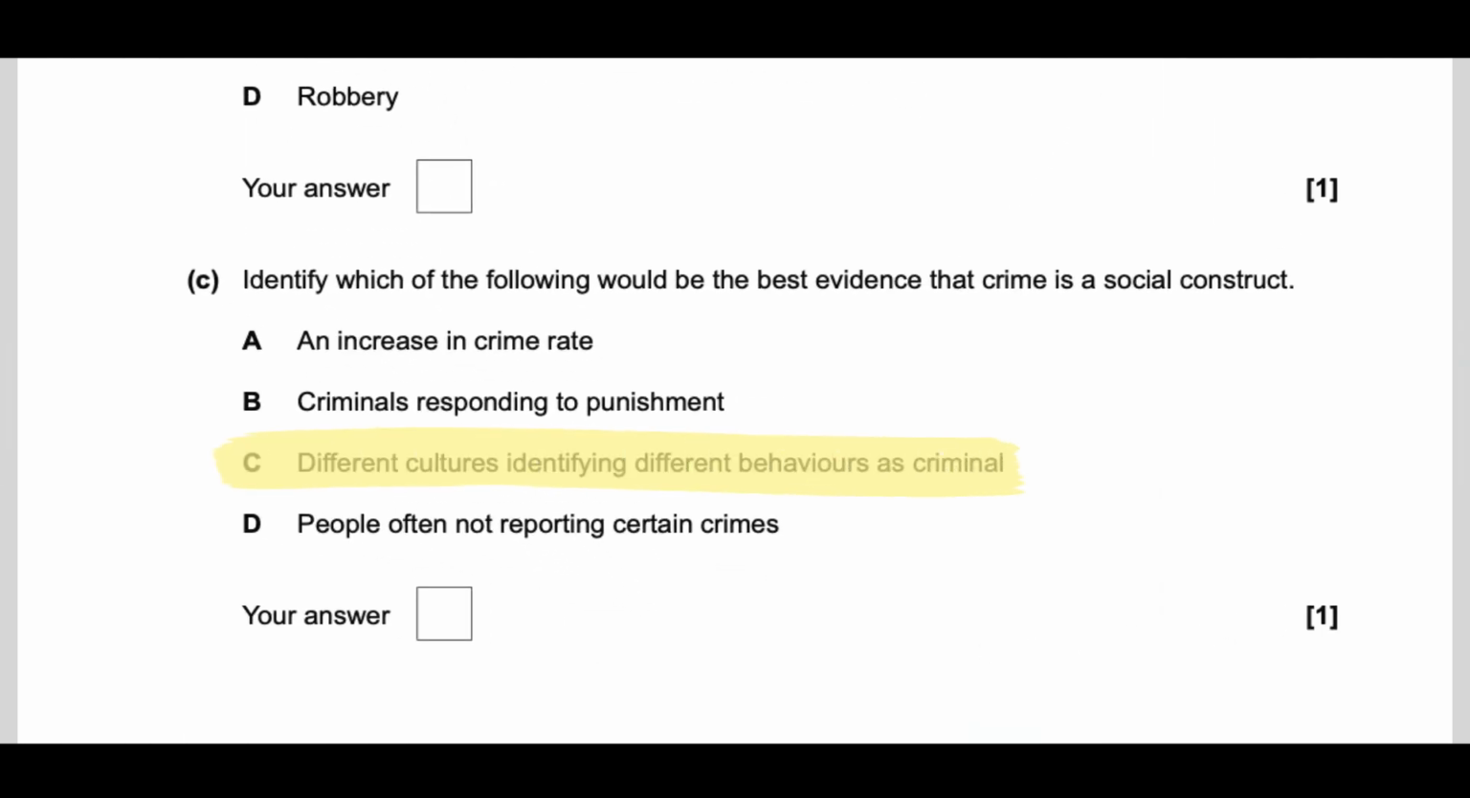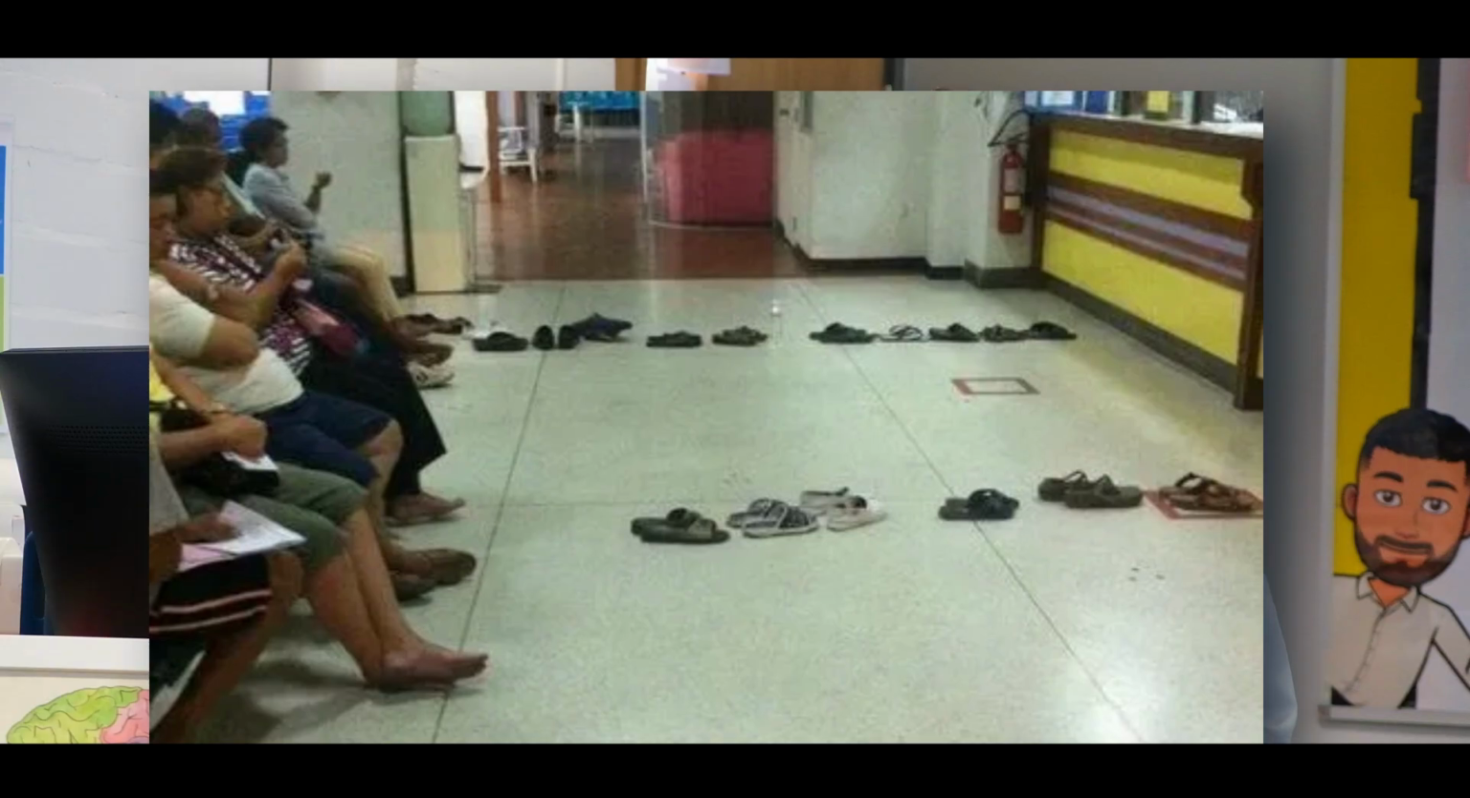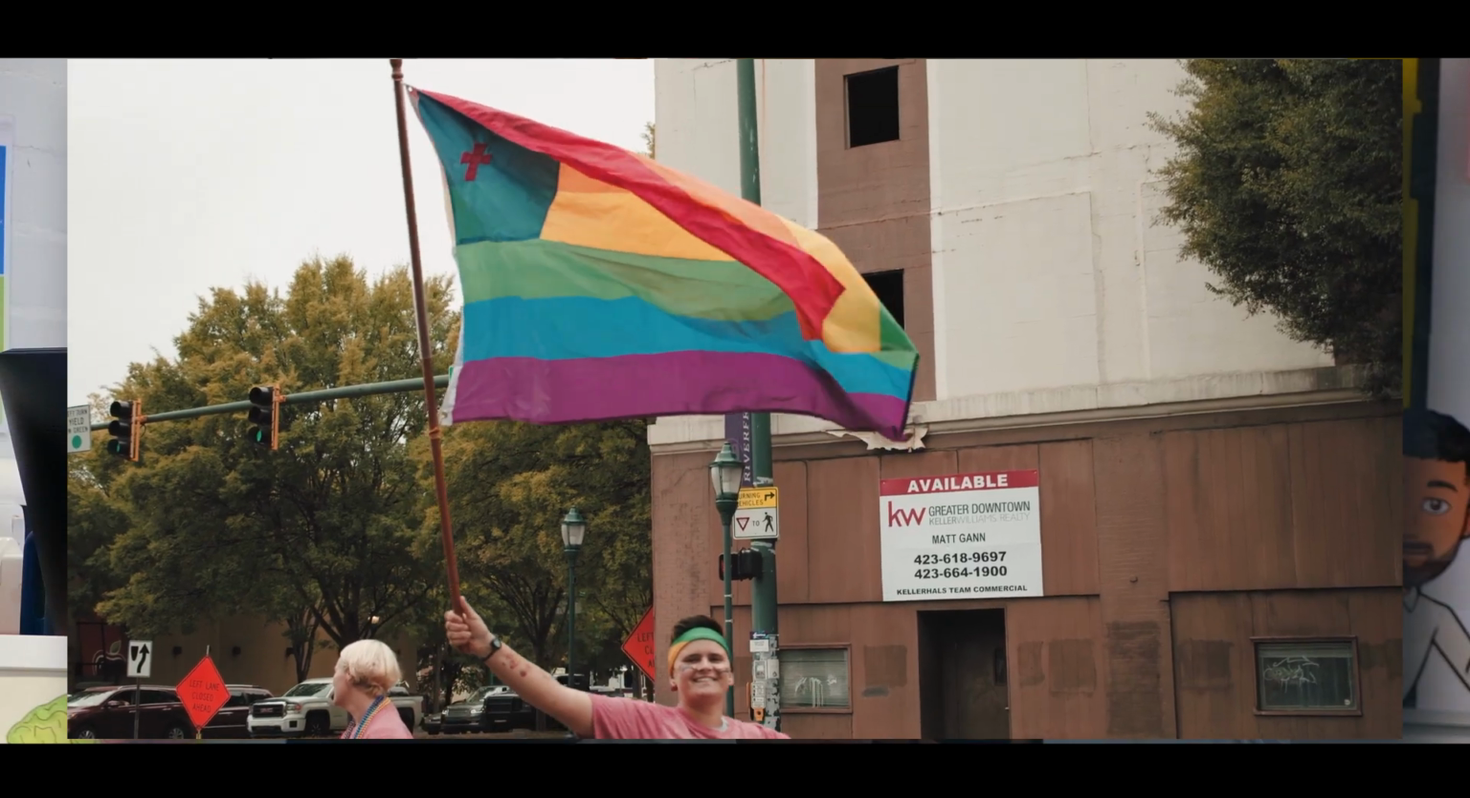For C, the answer would be that different cultures identify different behaviours as criminal. A social construct is anything made up by that society. So for example, queuing is a social construct as well. Some cultures like to queue, some cultures don't queue. And so in this case, crime is a social construct. In some cultures, things like homosexuality is a crime. In other cultures, things like euthanasia might be a crime or might not be a crime. So we've got some examples there of how crime can be a social construct. Let's move on to the second page now.